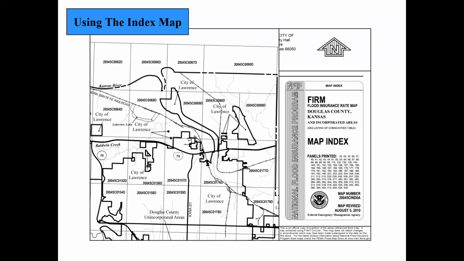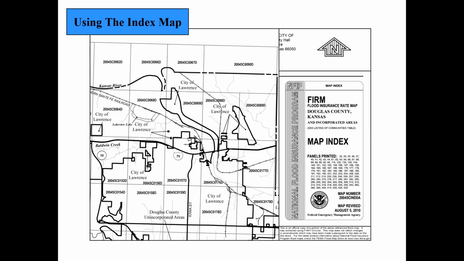So here's an index map example. This one is from Kansas. This one's from Lawrence, Kansas. It's a little bit of an older version, but it's a good example. You can see things really clearly. So on the title block, it gives you a list of all the panels. And then we can just look at this map and look at all the different landmarks to try to narrow down our FIRM panels. So we've got the Kansas River at the top, and then you've got the Santa Fe Railroad going through the center of the index map.